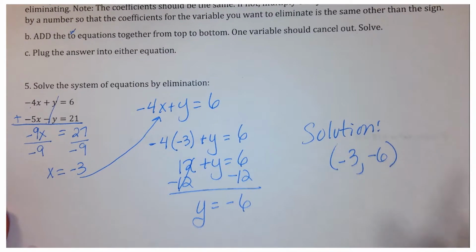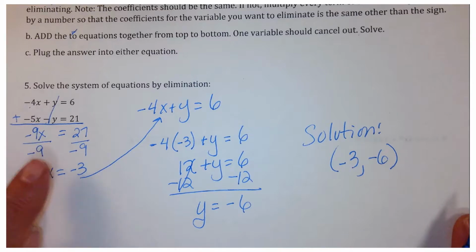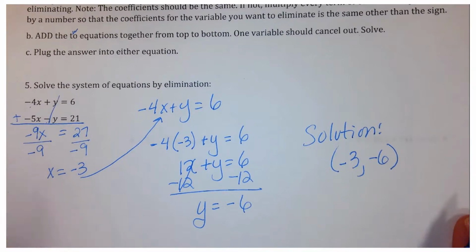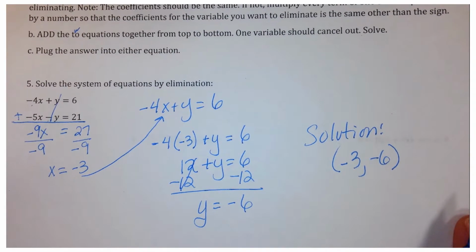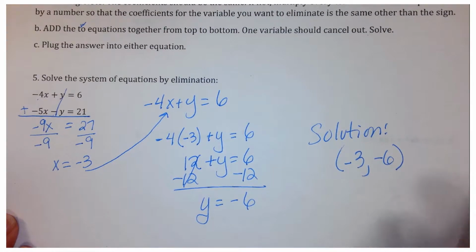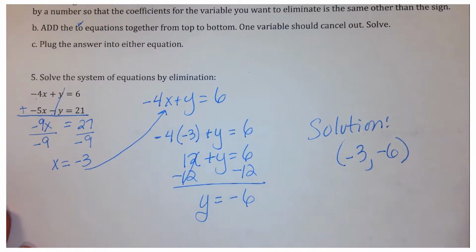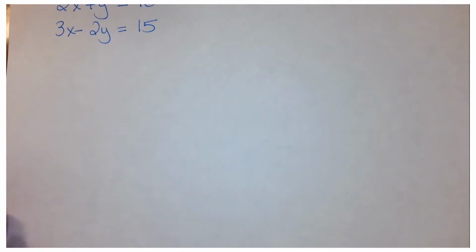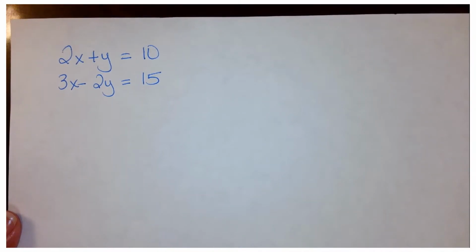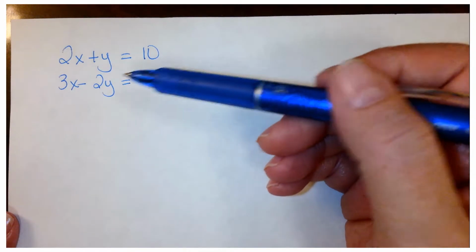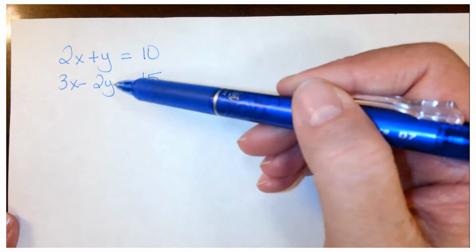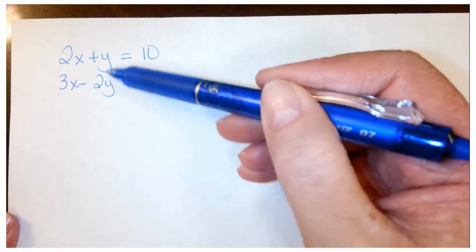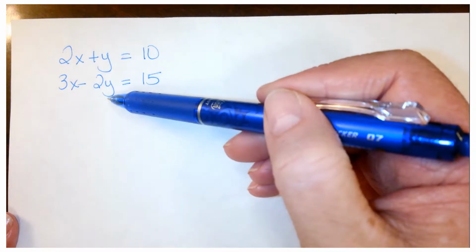Now I want to show you real quick, this one was fairly simple. When we added, this canceled out, the first step worked out great. They don't always work out that way. So let me show you what happens if it's a little bit different. I have another problem here. 2x plus y equals 10, 3x minus 2y equals 15. Notice that I have a variable that has different signs. This y is positive, this y is negative. So y is going to be my candidate for elimination.